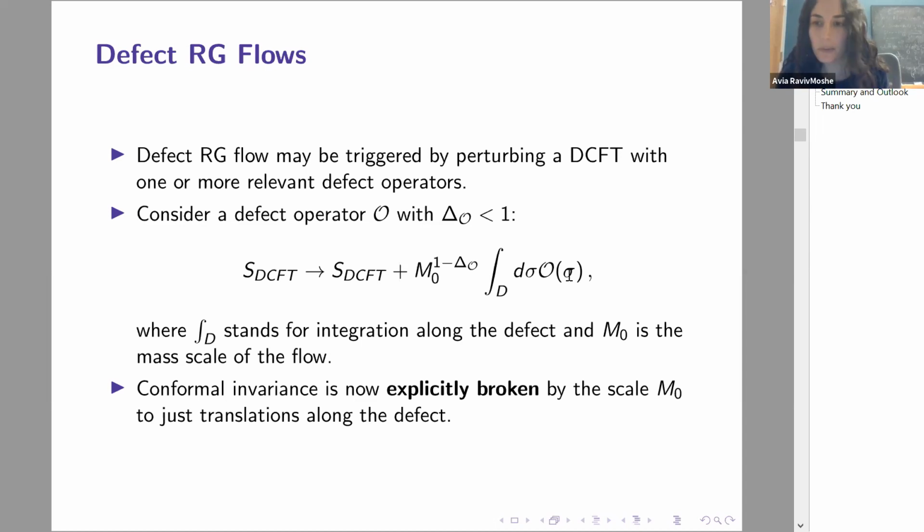We will need the unitarity to show that the sign in the defect function is manifestly negative. Okay. So now, once we turn on a mass scale and we have a flow, conformal invariance is explicitly broken by the mass scale to just translations along the line, as long as these perturbations are homogeneous.